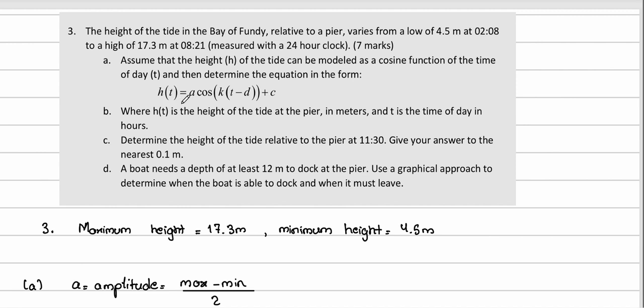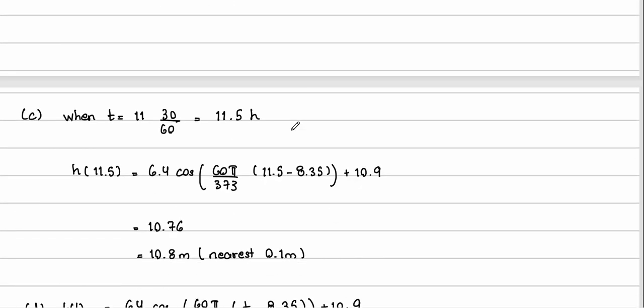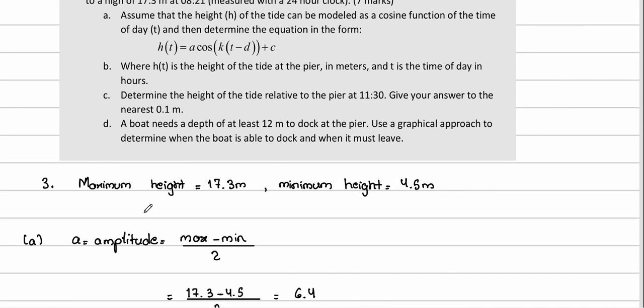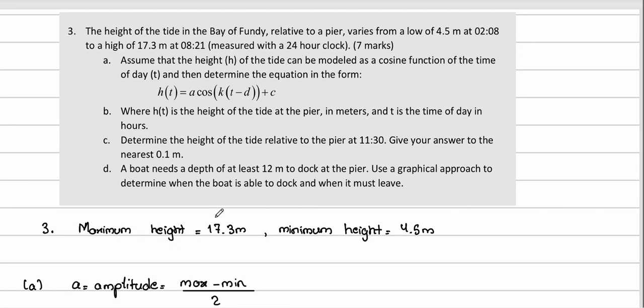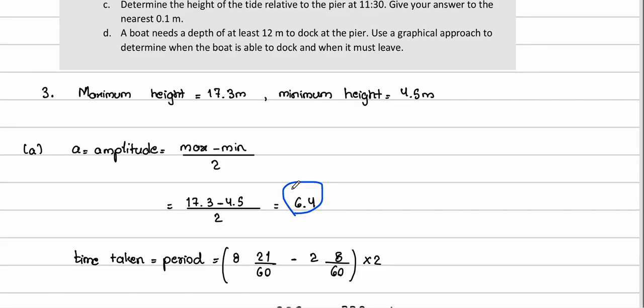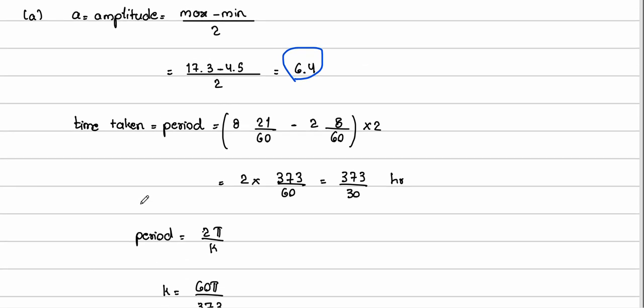So this is the function that we're going to find. The process is the same as we did before. We're going to find the maximum height and minimum height first. The maximum height is 17.3 meters, and the minimum height is 4.5 meters. To find the amplitude, maximum minus minimum divided by 2, so this is going to be the value of A.